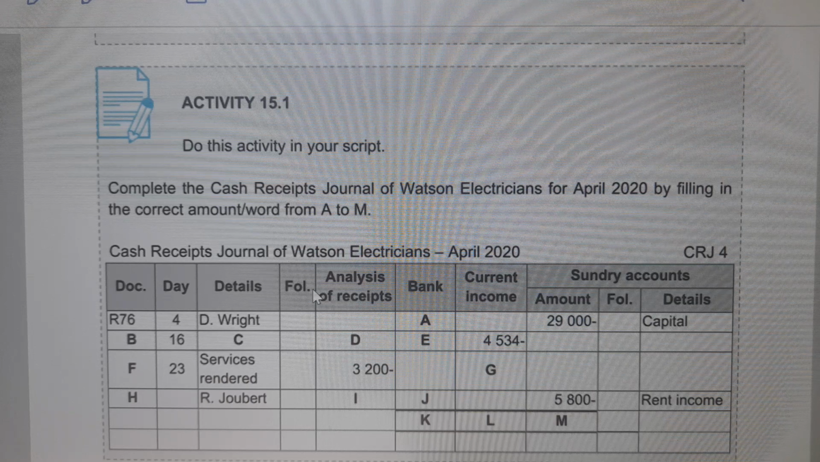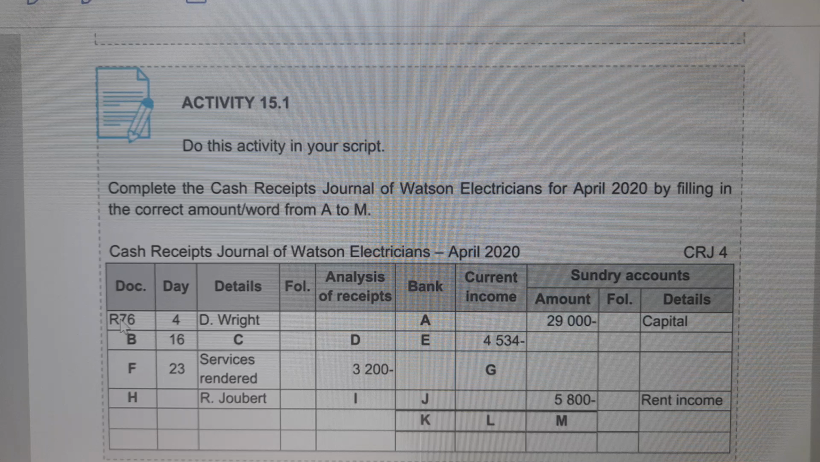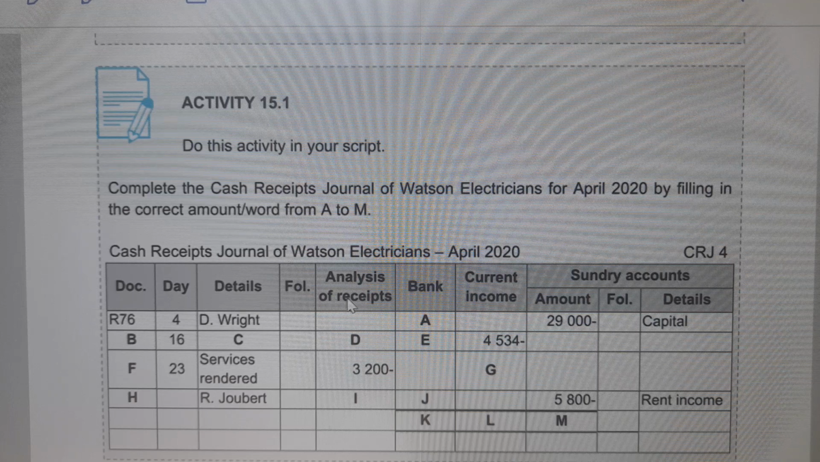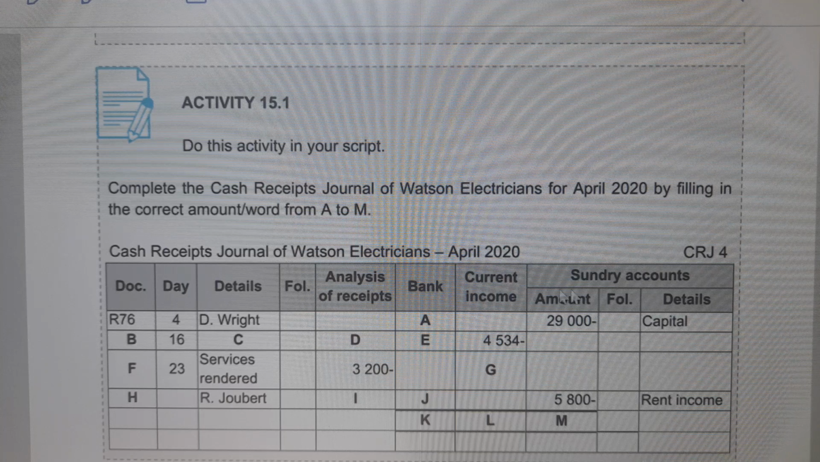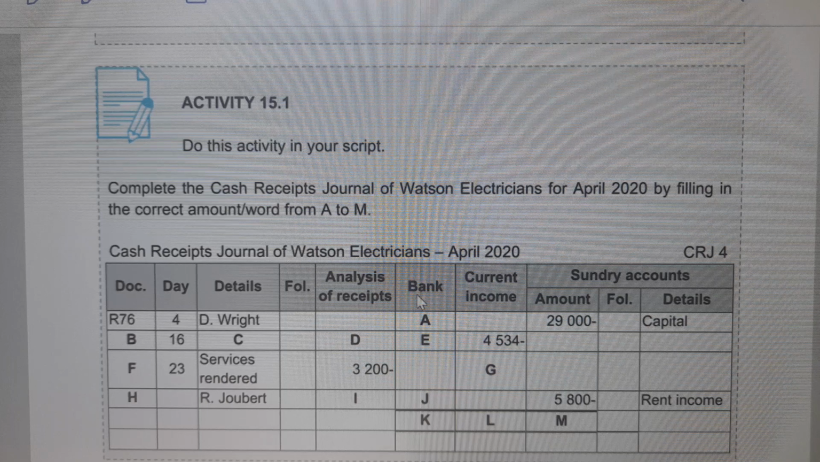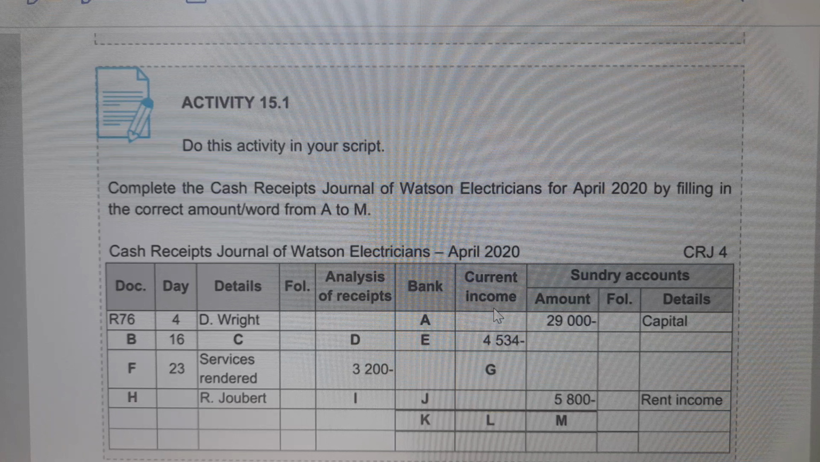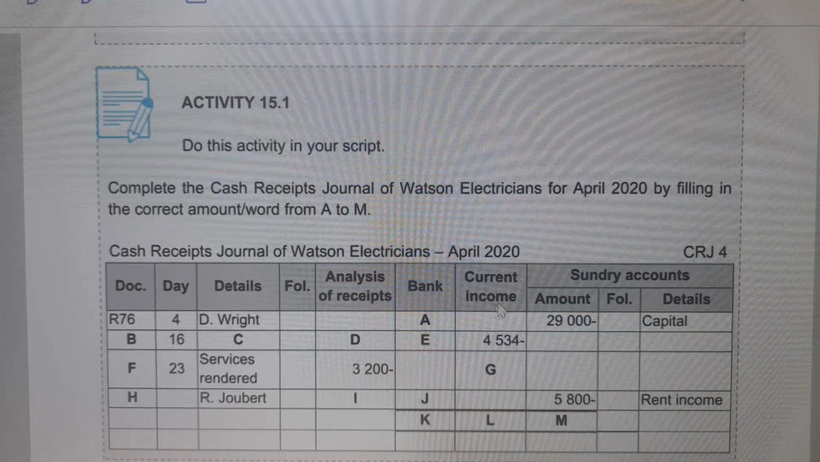Very important, just to refresh you: the cash receipt journal will have all these columns, but the important ones you must note are the bank and the sundry account. And between the bank and the sundry account, there will be the frequent transaction. In this case, the frequent transaction is current income.